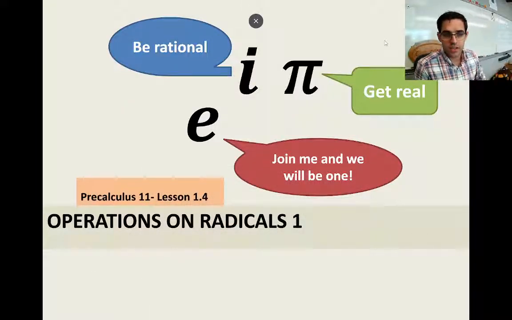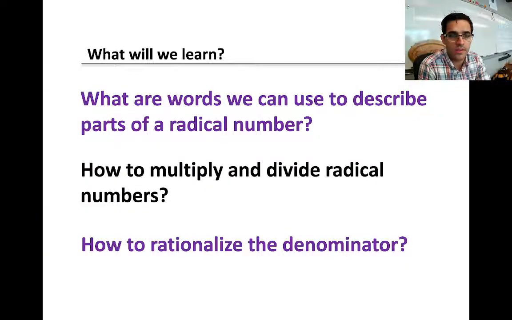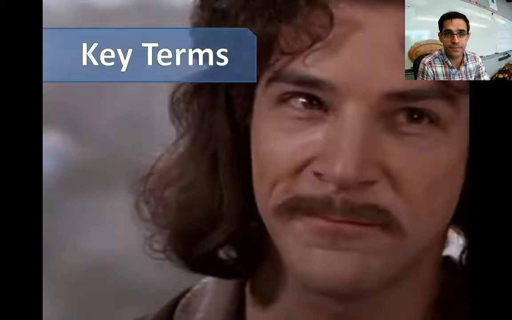Alright, this is lesson 1.4 for our Precalc 11 class. Unit 1 is called Radicals and Rational Exponents. Lesson 4 is called Operations on Radicals 1. In this lesson, we're going to talk about words to describe radical numbers. We're going to talk about how to multiply and divide radical numbers. And we're going to talk about what it means to rationalize the denominator.